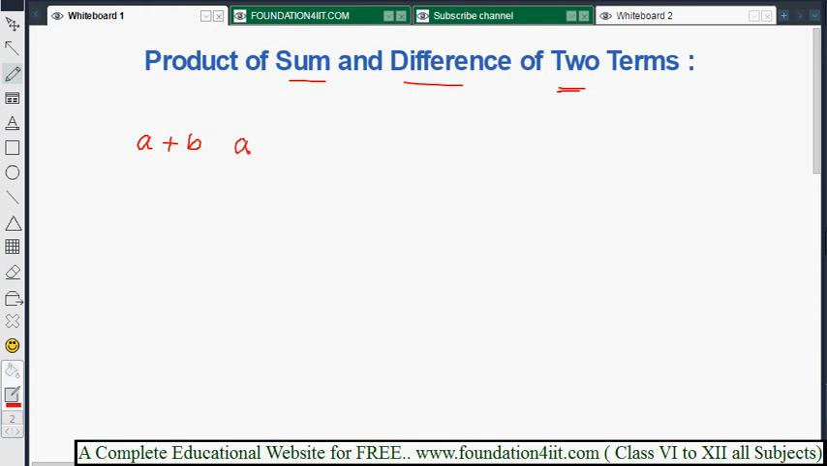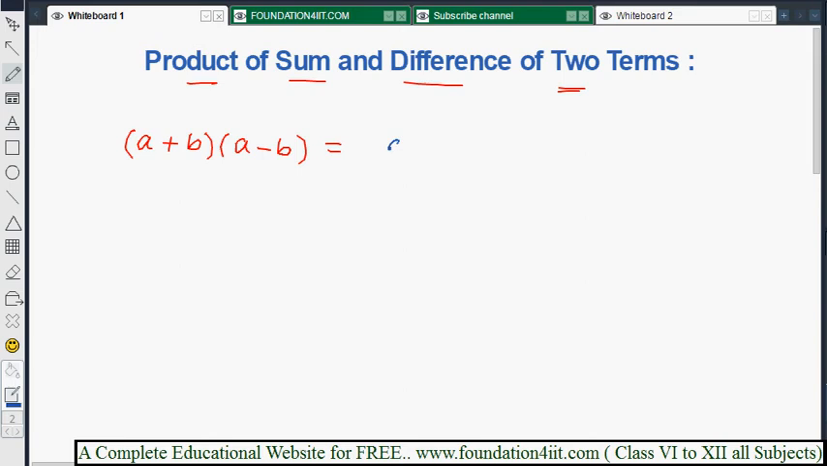So the other two terms, A minus B. One is addition, one is subtraction. So the product of the sum and difference, that is A plus B into A minus B, is dash. Such types of problems will also come from an examination point of view. So A plus B into A minus B is what? First of all we'll solve using the distributive law, then we'll find the identity of this product of sum and difference of two terms.